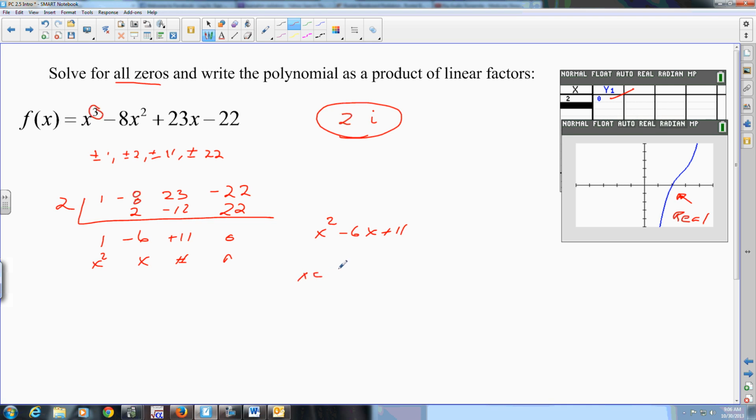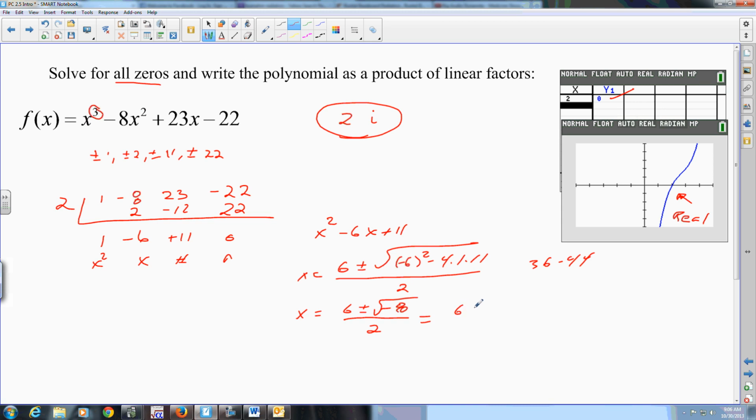So x is equal to the opposite of b, plus or minus the square root of negative 6 squared minus 4 times 1 times 11, all over 2. X is equal to 6 plus or minus 36 minus 44. So it looks like negative 8, whoops, is inside the square root. And let's see, I got negative 12 when I did it before. I guess I can't count. 36 minus 44 should be negative 8, right? Yep. Okay.